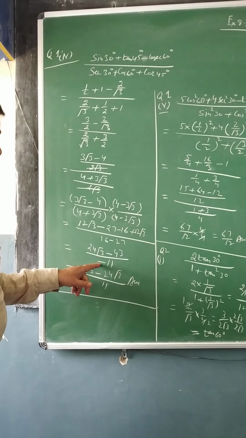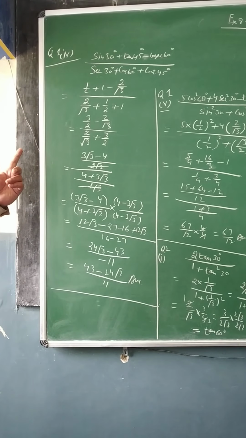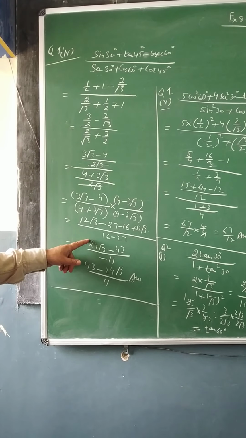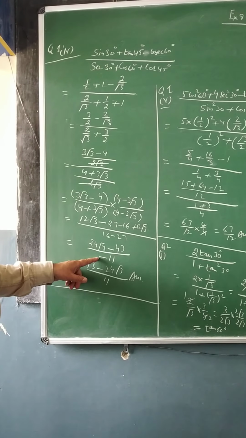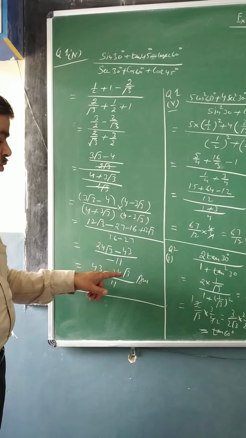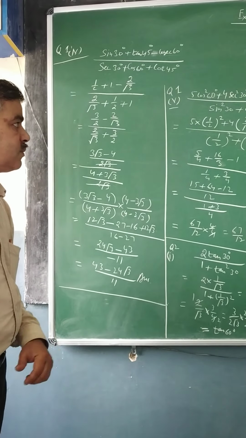So to make it plus, as I did yesterday in part number 3 too, you can multiply the numerator by minus, so then the denominator will become plus. So it will become positive 43 minus 24 root 3 upon 11. So that is the answer lying in the standard form.